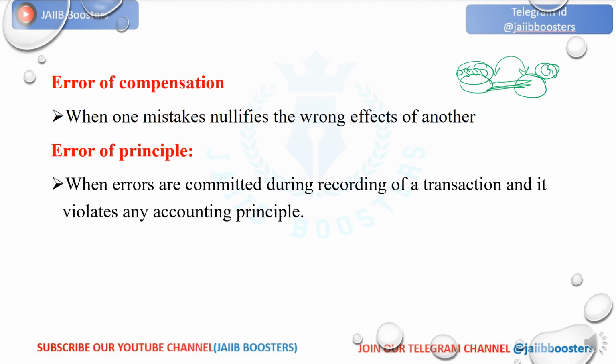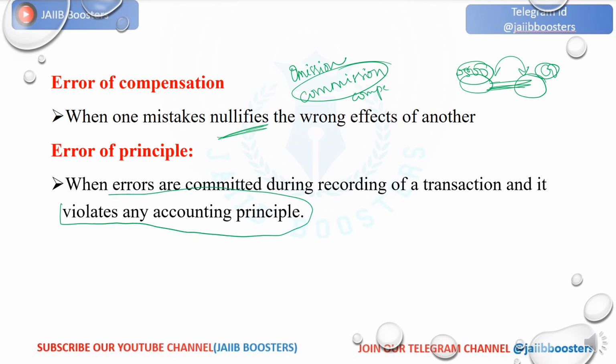We have error of omission, in which a transaction is completely eliminated. Next, error of commission, when we mistakenly debit a wrong amount. Next, error of compensation is nothing but one which nullifies the wrong effect. And the last one is error of principle. When errors are committed during recording of a transaction and it violates any accounting principle, it comes under errors of principle. Okay. Next one.